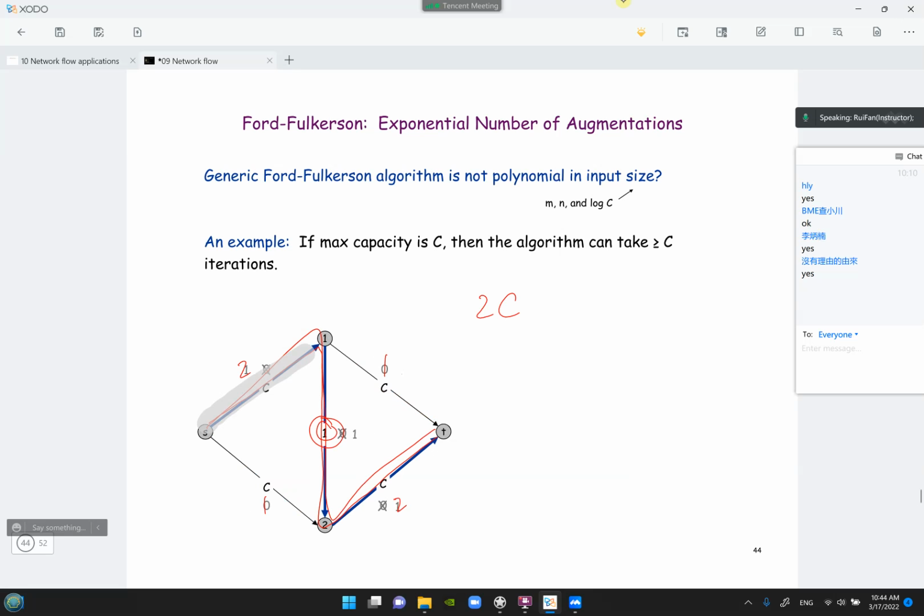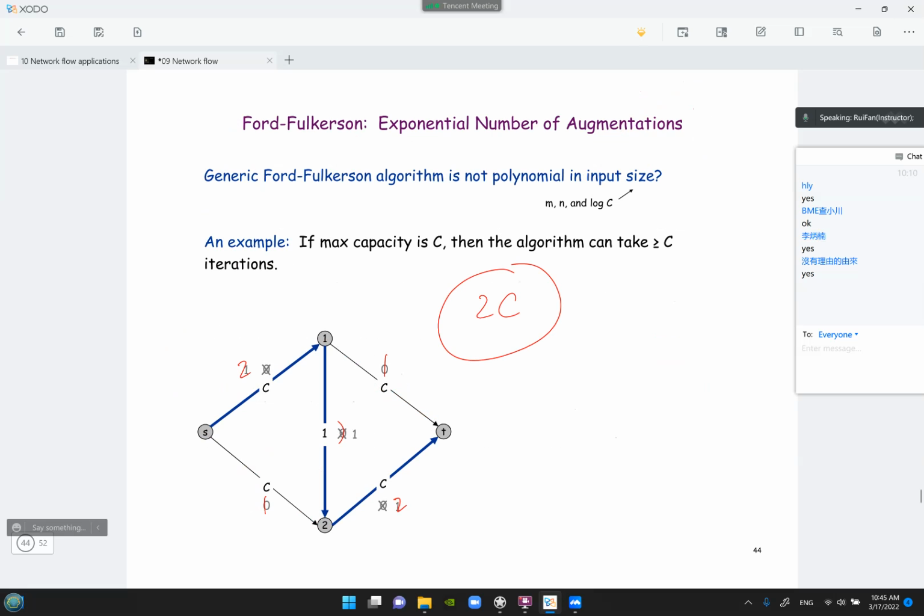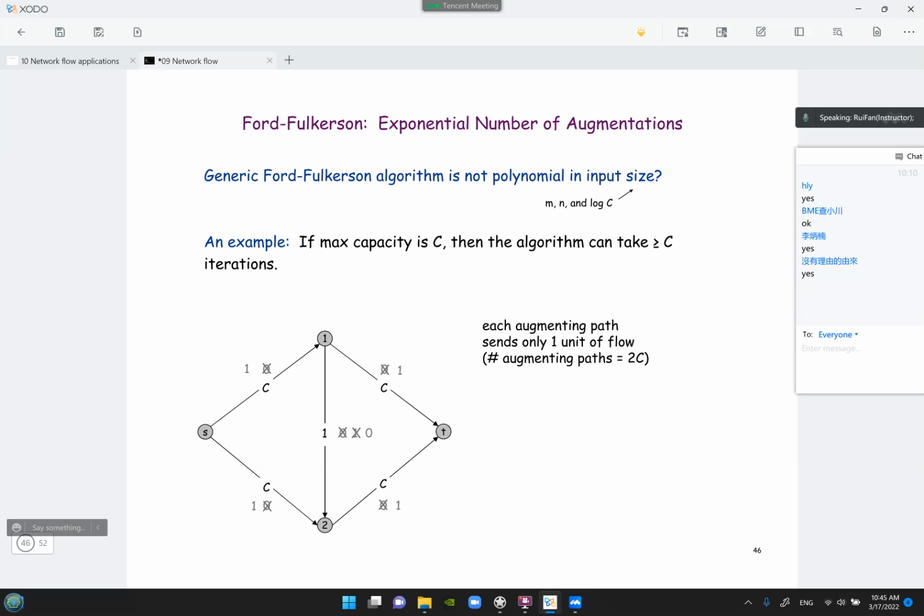So as you run the Ford-Fulkerson algorithm, you can just alternate between these 2 augmenting paths. Each time you increase your flow only by 1. But we know the max flow is going to be 2c, and so this means that on this graph it's going to take you like 2 times c iterations in order to terminate.